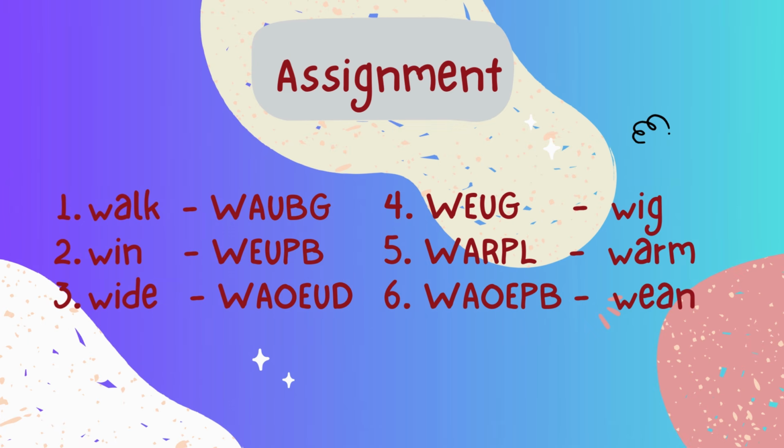And number 4, how do you read 4, 5, and 6? Number 4 is wig. Number 5 is warm. And number 6 is ween. So that's long E.